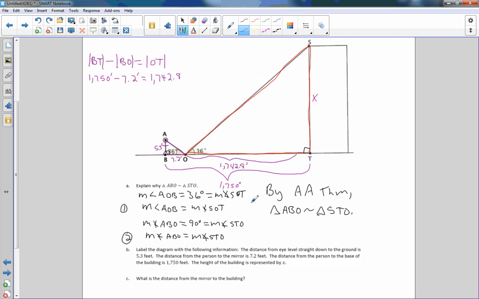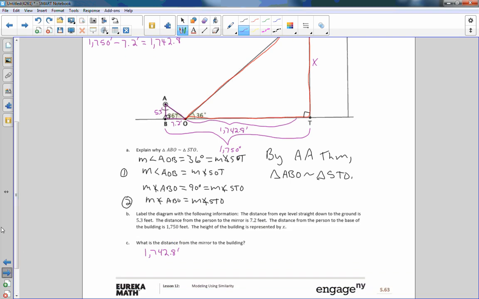1,742.8 feet. So we needed to find that first. Okay. So B was just telling us to label this. It didn't ask us to add the answer to anything. But C says, what is the distance from the mirror to the building? From the mirror to the building is what we just calculated, and it is 1,742.8 feet.